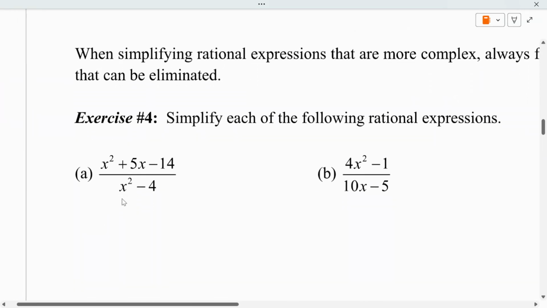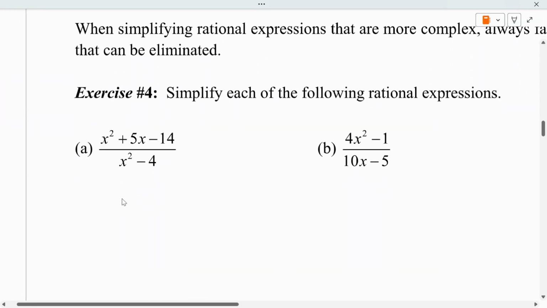Okay. So here's where it gets interesting. I have a quadratic expression divided by another quadratic expression. I know that this is able to be simplified, but the first thing I have to do is factor it. So let's talk about the numerator. What are two numbers that you multiply together to get negative 14 that when you add them, you get 5? Negative 2 and positive 7. So x minus 2 times x plus 7.